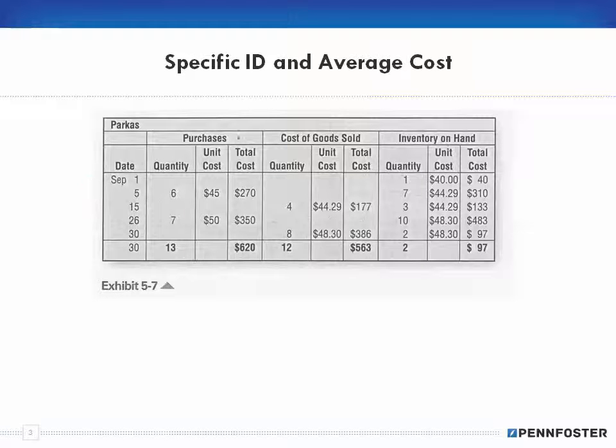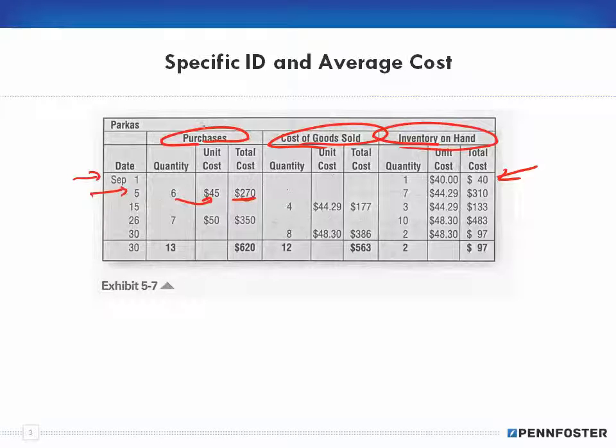On September 1st, we have purchases, cost of goods sold, and the inventory on hand, right? So here's my total cost. This is the column that is most important, okay? On September 1st, we had one on hand, and that one unit was $40. So our total cost of our inventory is $40. Now on September 5th, we're going to purchase 6 more at $45, okay? So our total purchase is $275, right?